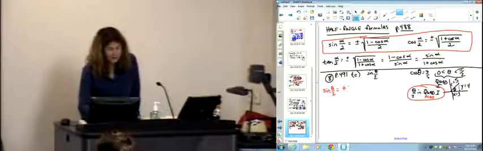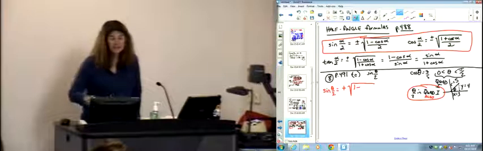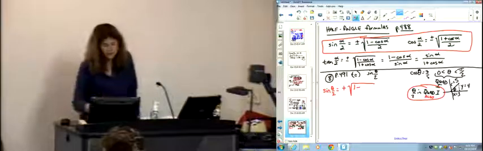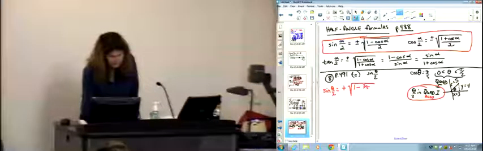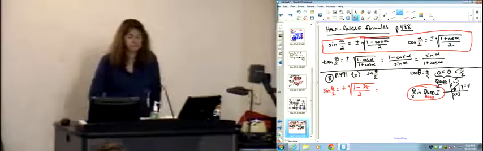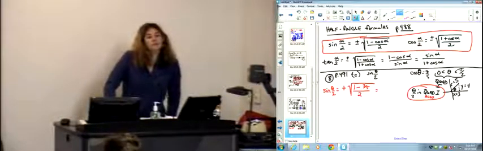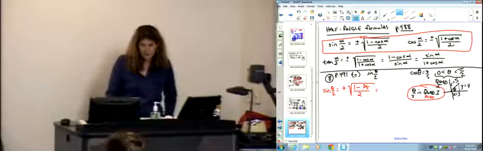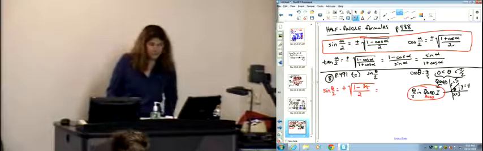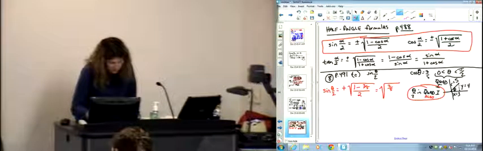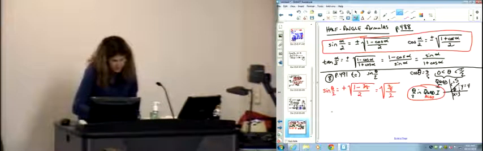All right, so we've got positive the square root of 1 minus the cosine of the original angle, the cosine of theta in this case. The cosine of theta we know was 3/5, over 2 there. So 1 minus 3/5, what are you going to do with that? You've got 2/5. Okay, so you're just going to subtract it, right? 1 minus 3/5 is 2/5 over 2.